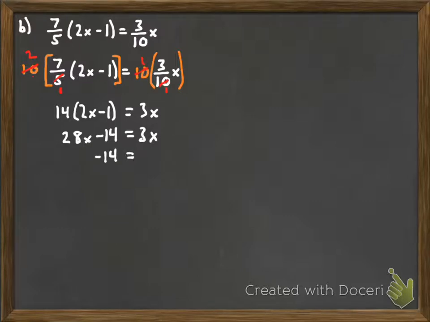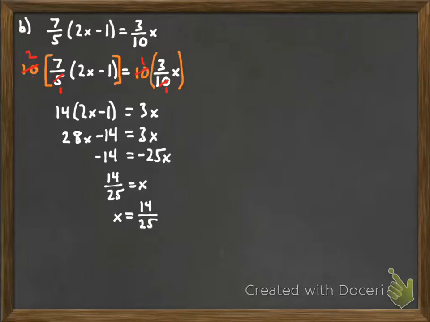3x minus 28x is negative 25x. And then we can get rid of the coefficient by dividing. Whenever you divide a negative by a negative, the two negatives cancel out, don't they? It becomes positive. 14 over 25 is equal to x. And if you want to use that old symmetric property of equality that you may have learned before and turn this equation around to make it look neater, absolutely you can. x is equal to 14/25.